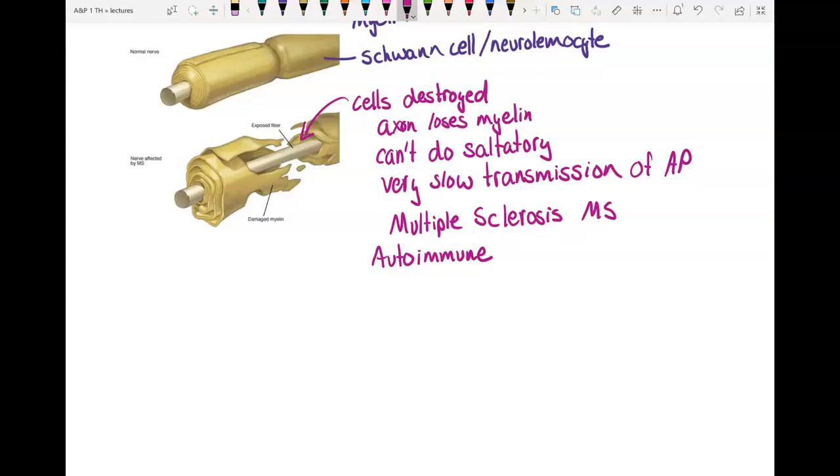Your immune system is only supposed to attack pathogens that are making you sick. But in autoimmune, it messes up and it attacks your own cells. So it's the immune system that is destroying these cells. And that's why one of the symptoms of MS is very slow movement, because it takes a long time to get that action potential down the motor neurons and secrete the acetylcholine onto the muscles. So the responses are very slow.